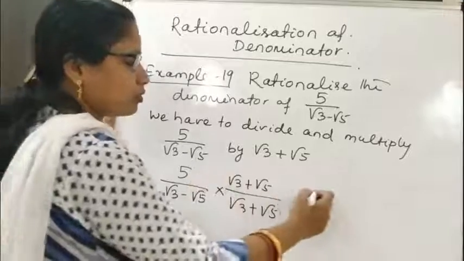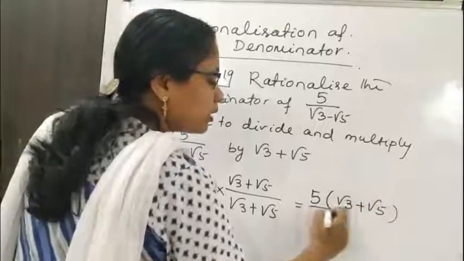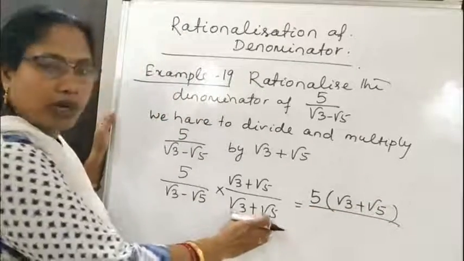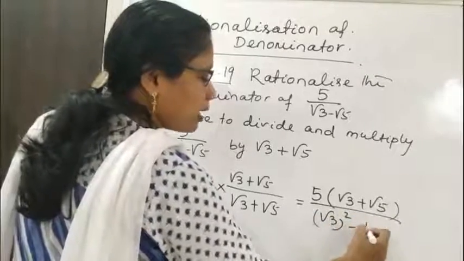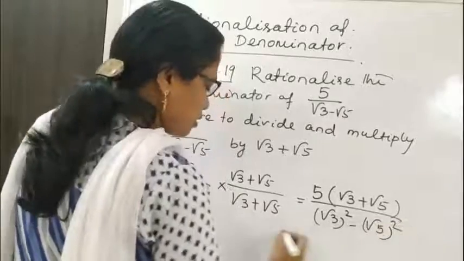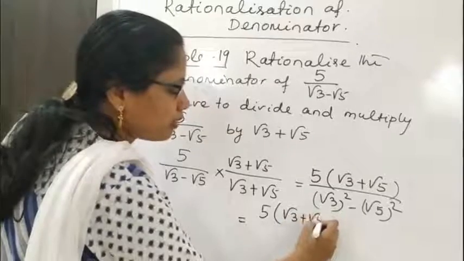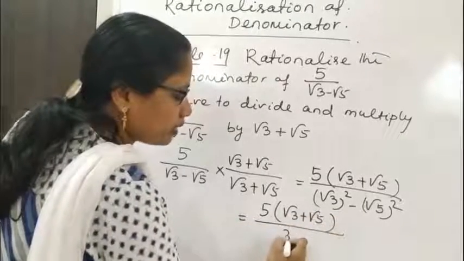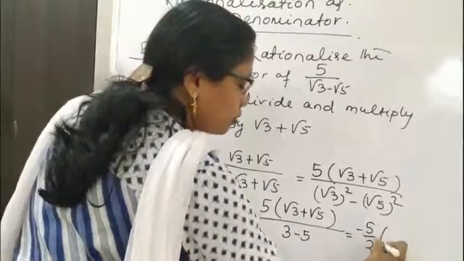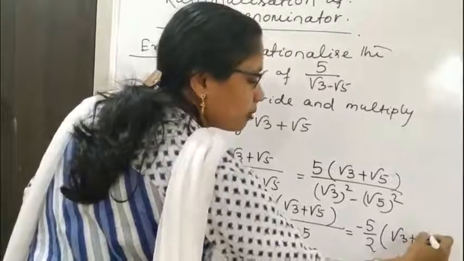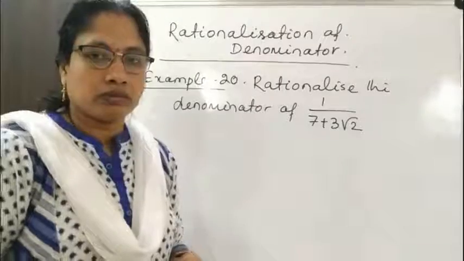So this is equal to 5 multiplied with root 3 plus root 5 divided by a minus b multiplied with a plus b, so that is a square minus b square: root 3 square minus root 5 square. So this is equal to 5 multiplied with root 3 plus root 5 divided by 3 minus 5. So this is equal to minus 5 by 2 whole into root 3 plus root 5. So here we have rationalized the denominator.